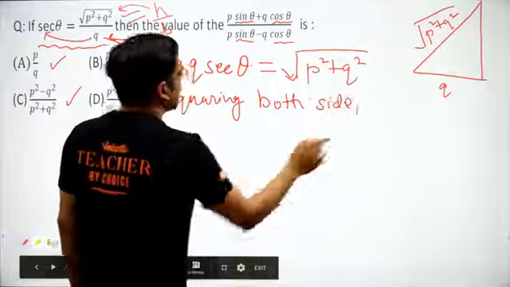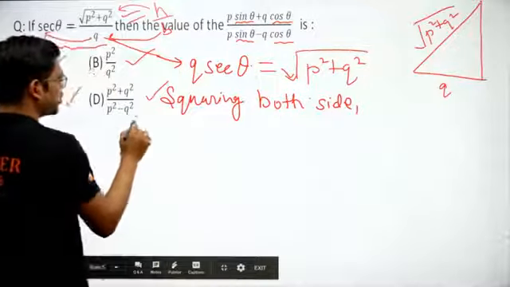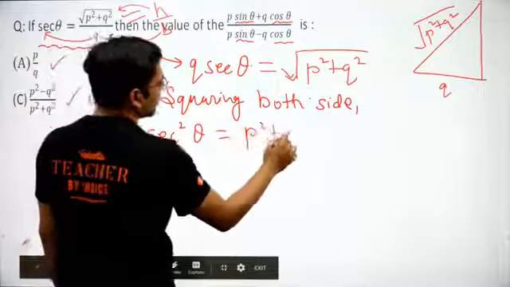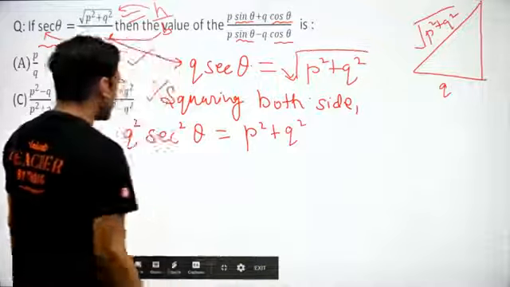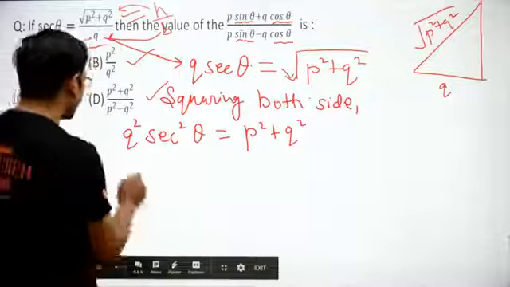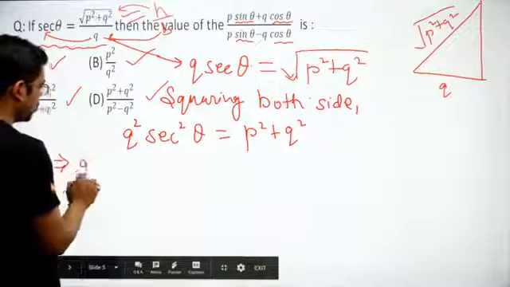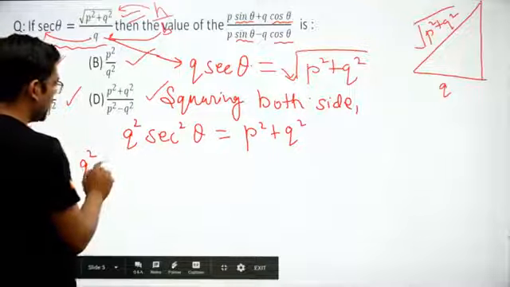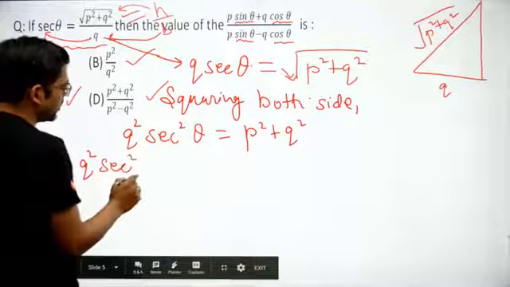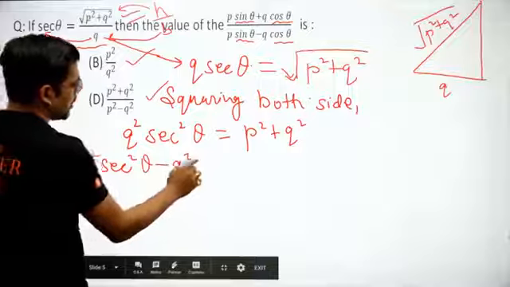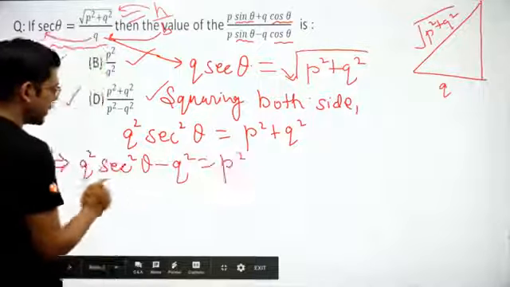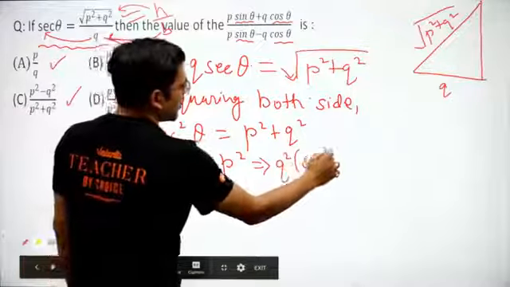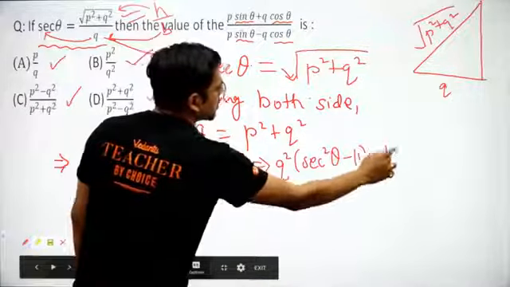Squaring both sides, it will make it q square sec square theta is equal to p square plus q square. Now, what I can do here is put this q square to this side: q square sec square theta minus q square is equal to p square. If I take q square common in this, I will get q square into sec square theta minus 1 is equal to p square.